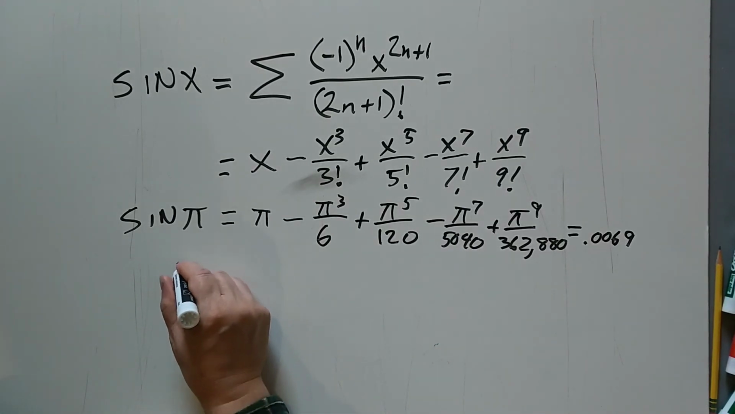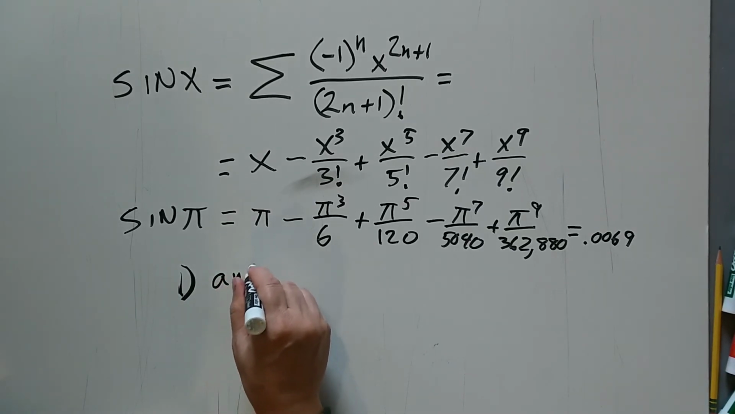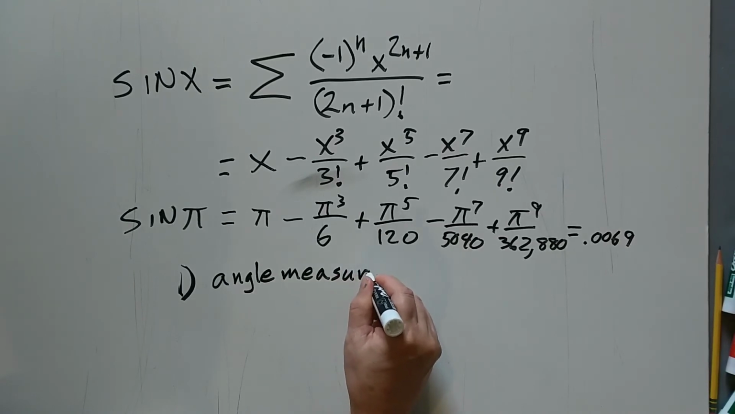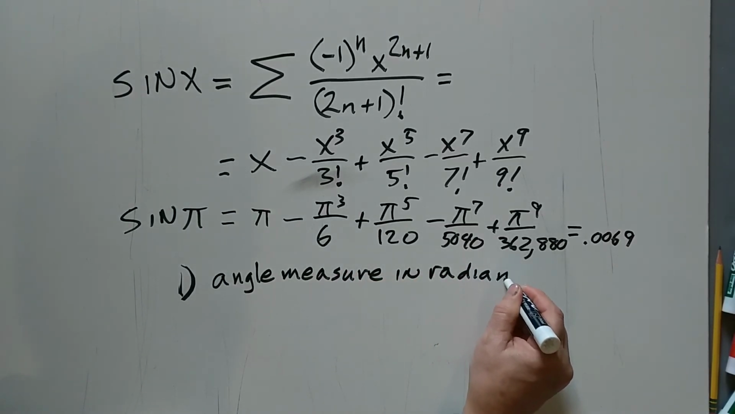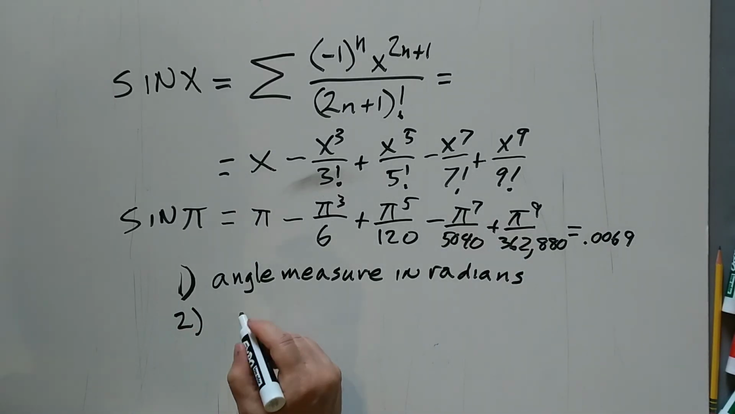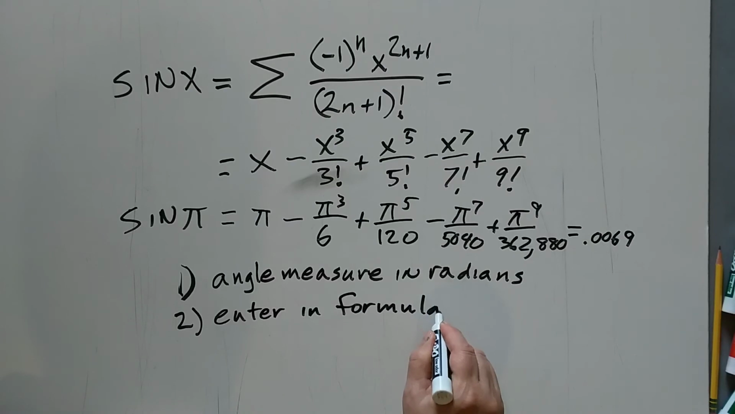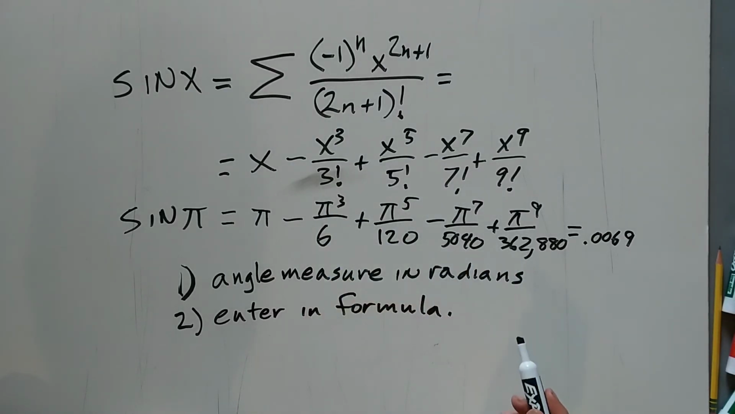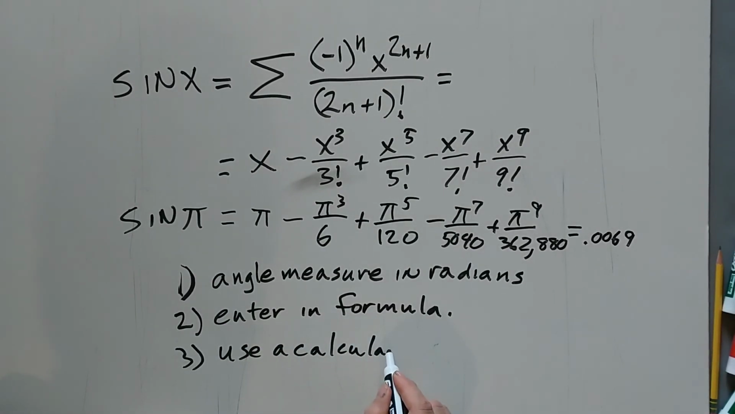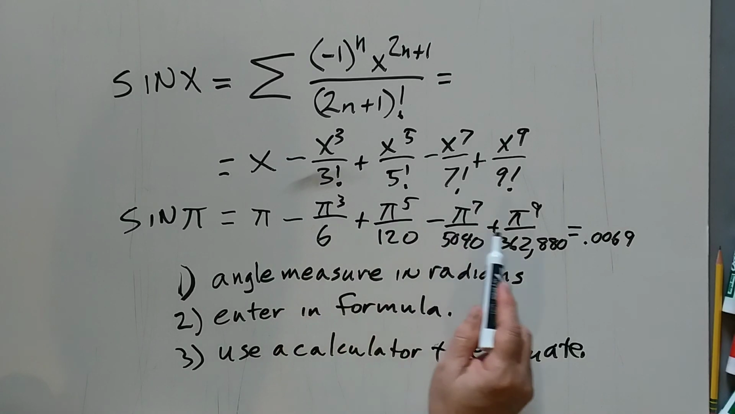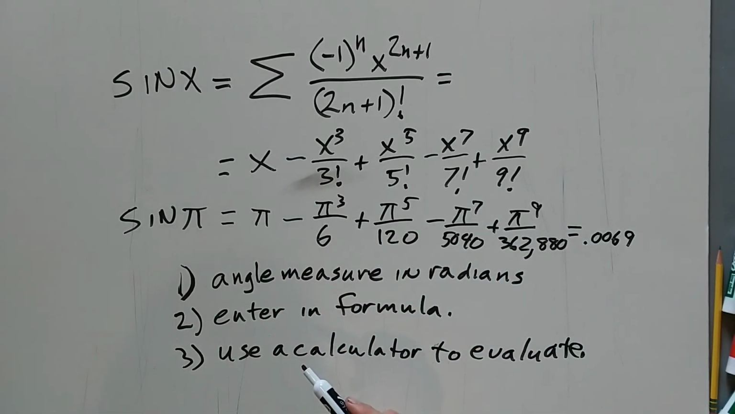Here are the steps you need to follow. Number 1, angle measure in radians. Number 2, enter in formula. I give you the various factorial numbers in my examples so you don't have to recalculate those. And number 3, use a calculator to evaluate. Usually 5 terms out gives you pretty close to a number, close enough for practical applications.